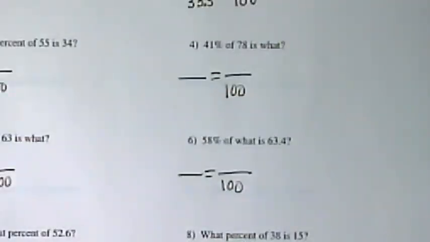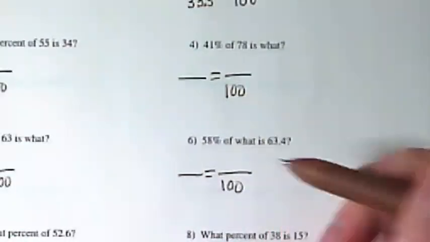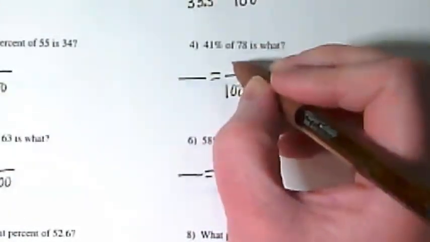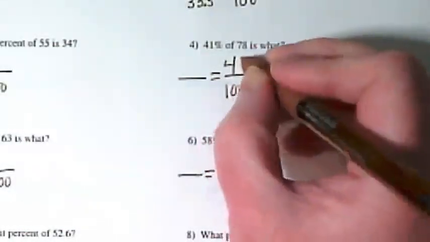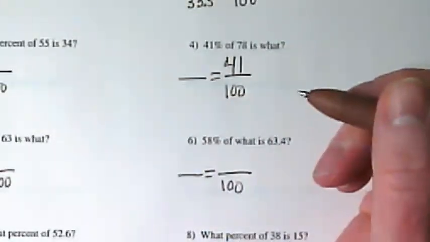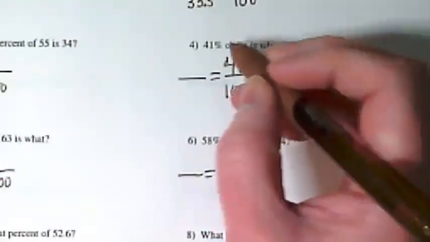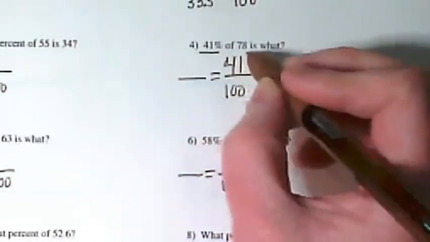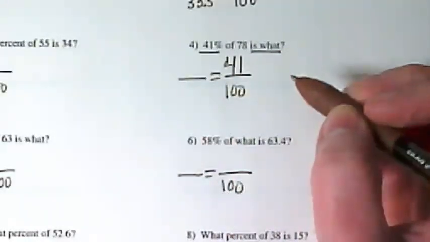Let's move to number 4. What are we given this time? It says 41% of 78 is what? 41 goes in the top right, on top of the 100, because it's the percent. Am I missing the part or am I missing the whole? 41% of 78 is what? Where is my X going to go?